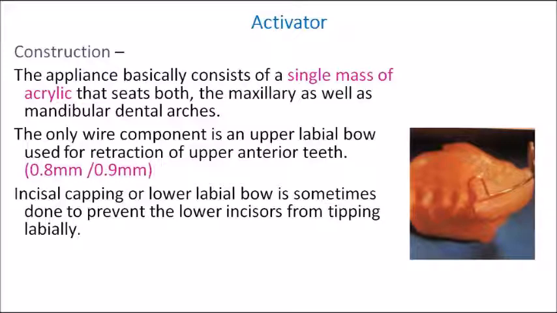Ideally, an activator consists of a single block of acrylic seated accommodating both the upper and lower dentition, and the only wire component is an upper labial bow made of 0.8 or 0.9 mm wire. Sometimes we can give an acrylic capping or a lower labial bow to prevent proclination of the lower incisors. So please note the picture, and you should be able to identify it when you are given a picture like this and asked which appliance this is. You should be able to make out this is how an activator looks. So the appliance is an activator.